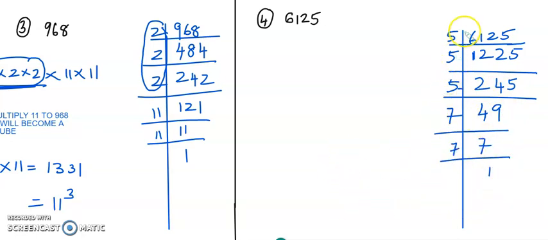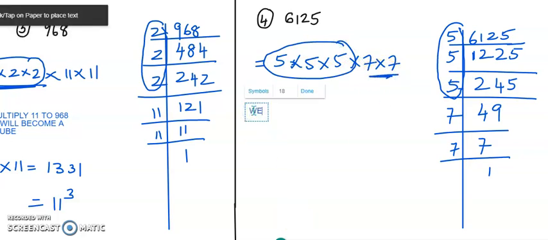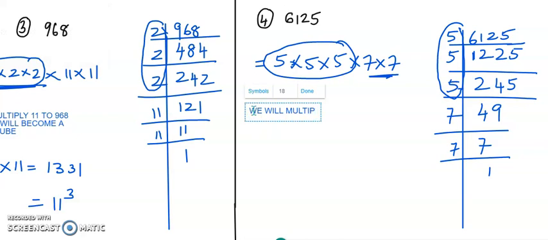So again, I have a triplet of 5, but I don't have a triplet of 7. How much less? 1 seven is less. So 5, 5, 5, 7, 7. So which number am I going to multiply here? 1 seven has to be multiplied. So we will multiply 7 to 6125 so that it will become a perfect cube.